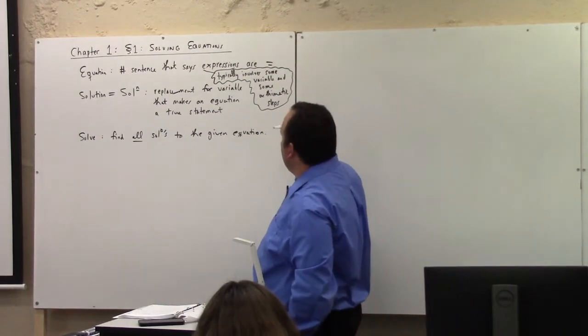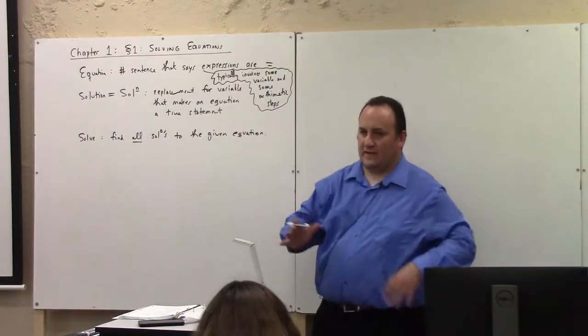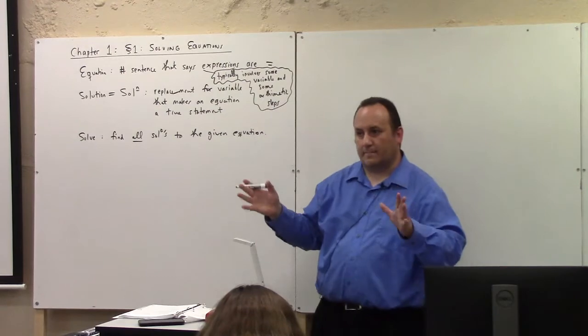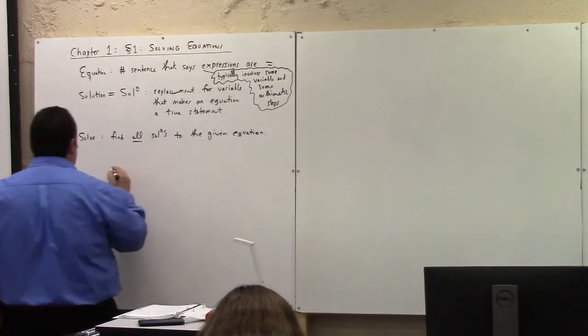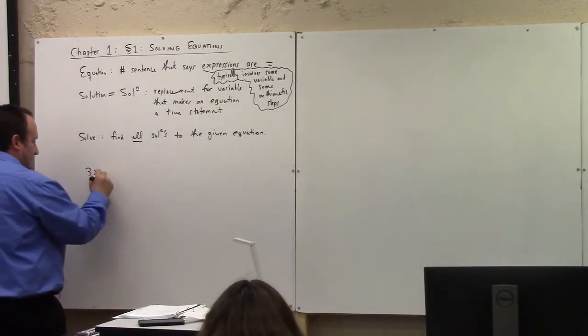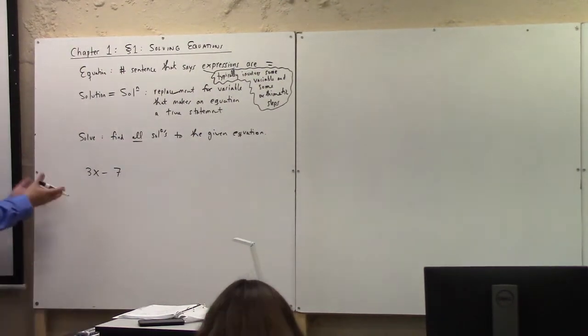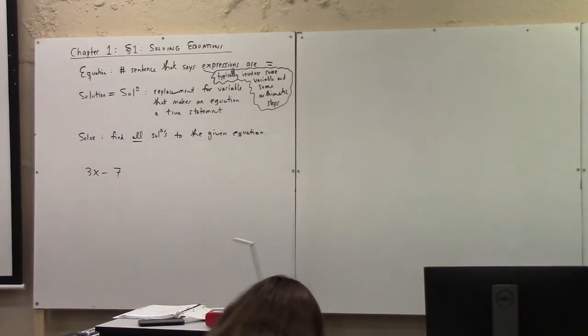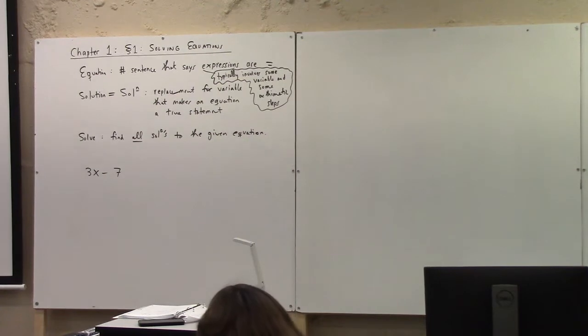So, an expression is something that's like floating. This would be an example of an expression, 3x minus 7. That, by its lonesome, is an expression. It's a variable x, right? We don't know what x is.